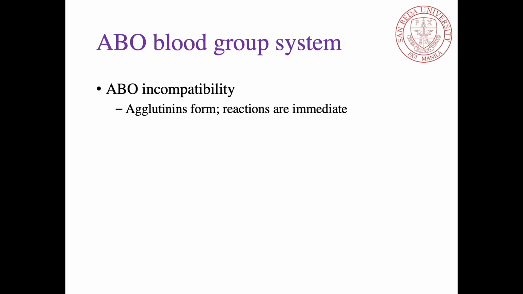Now, unlike with Rh incompatibility, agglutinins form with ABO incompatibility, and this I'll be showing in a subsequent slide. Also, hemolytic transfusion reactions occur immediately upon first exposure to the wrong ABO blood group, unlike with Rh incompatibility, wherein the hemolytic transfusion reaction occurs only on subsequent exposure to the wrong Rh blood group.